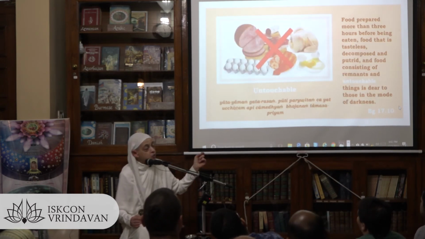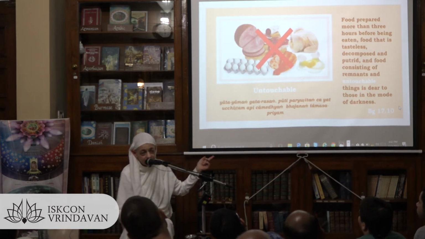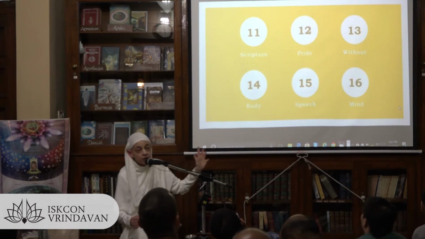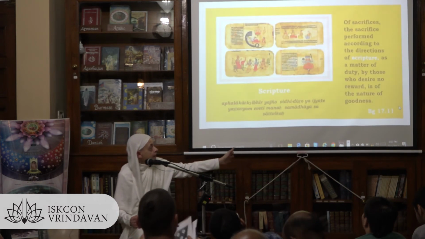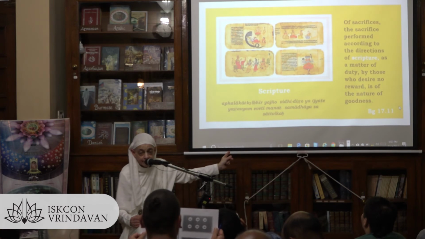Next. You don't eat this way. These foods are abominable. They take you down to lower species. Next. Now we go into the next section, yellow, really fast. We'll look at those words. If you follow scripture, that's a sacrifice in goodness.